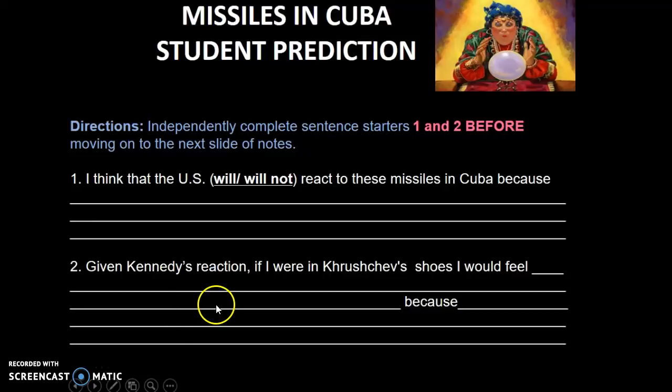Kennedy's reaction is going to be the reaction that you think will take place. So if you think Kennedy will not react, based on Kennedy not reacting, how do you think Khrushchev will feel and what do you think he will do? If you believe that Kennedy will react, then based on the fact that Kennedy is going to react, how do you think Khrushchev will feel? What do you think he will do and why? Go ahead and take the next couple seconds to pause your podcast, answer these 2 prediction questions, and then move on to the next slide when you're ready.